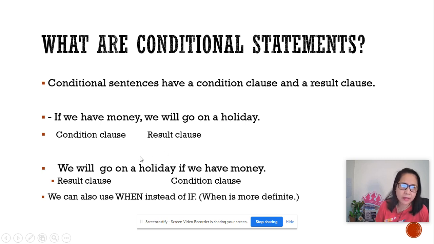We can also invert this sentence by having the result clause first, and then what follows is the condition clause. We can also use when instead of if. Let's try. When we have money, we will go on a holiday. So when do we use when? It is more definite when you're sure that it's going to happen.